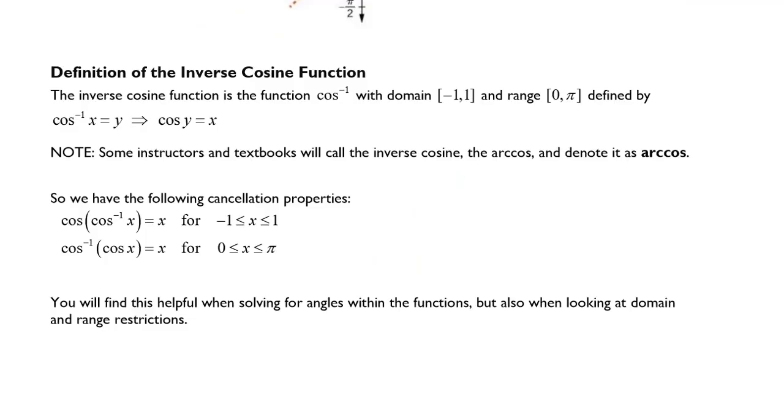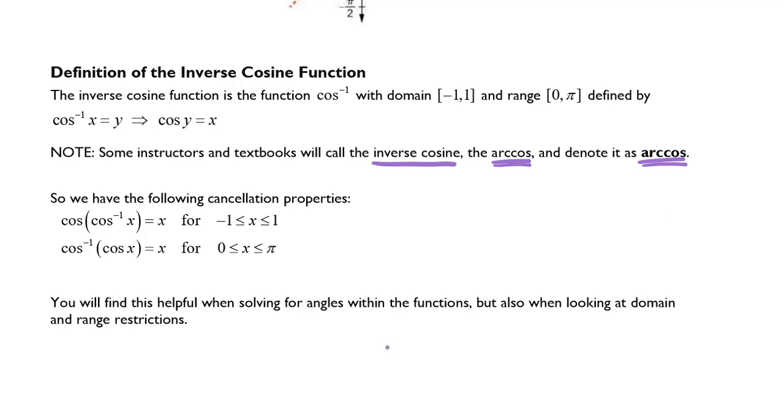Let's review the definitions now. The inverse cosine function is the function cosine to the -1, or arc cosine, with domain -1 to 1 and range 0 to pi, defined by cos to the -1 of x equals y, which also implies that cosine of y equals x. Note that some instructors and textbooks will call the inverse cosine the arc cosine, or arc cos, and then it'll have information inside.